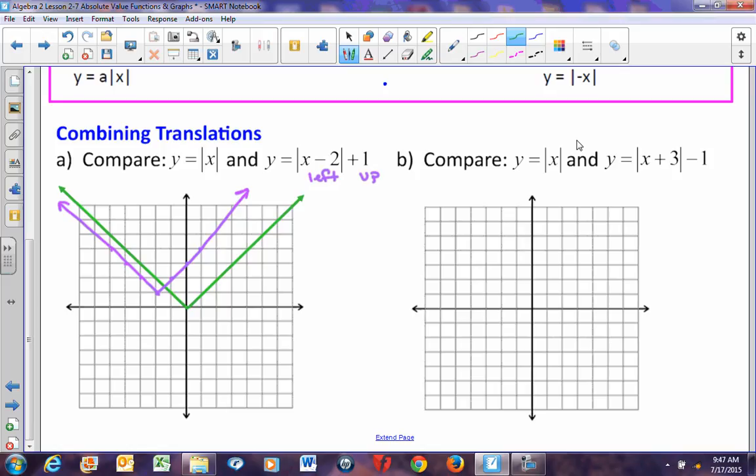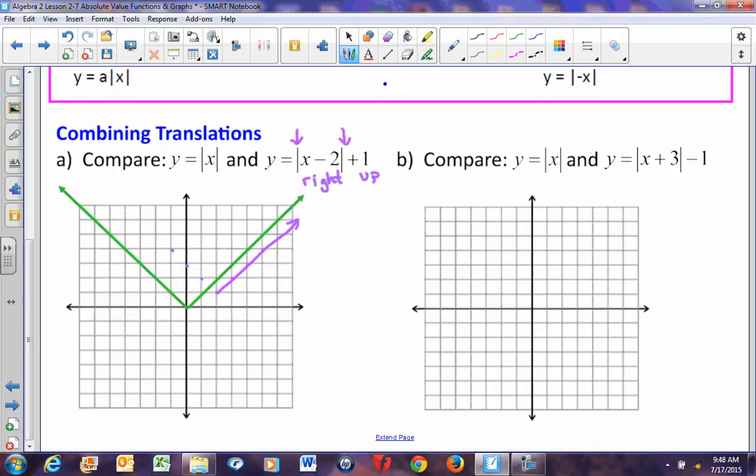Whoops, I messed up. Let's go back. I made a common mistake that most people make. This is not left, it should be right. It should be right 2 and up 1. That's a common mistake, and I tend to make it more often than I would like. Pay attention: if it's in the absolute value symbol, it does the opposite of what your brain thinks it should do. So I should go right 2 and up 1. My graph should actually look like this. Let's fix that really quickly.